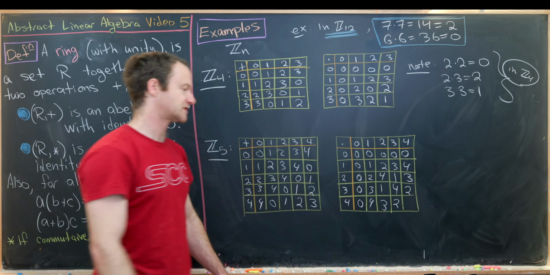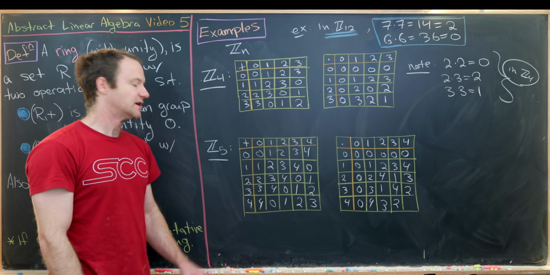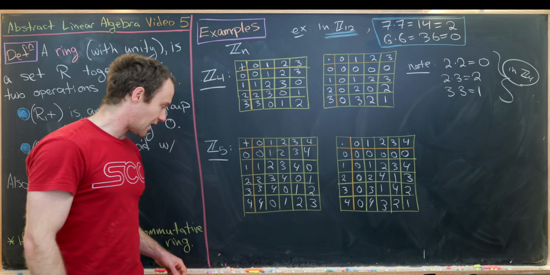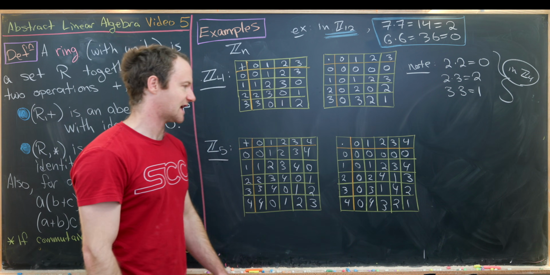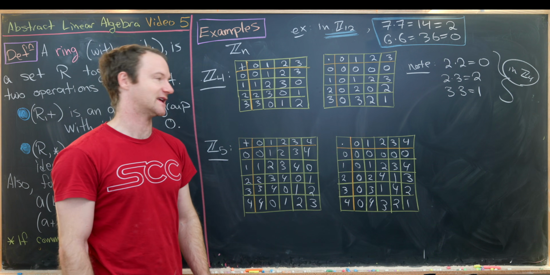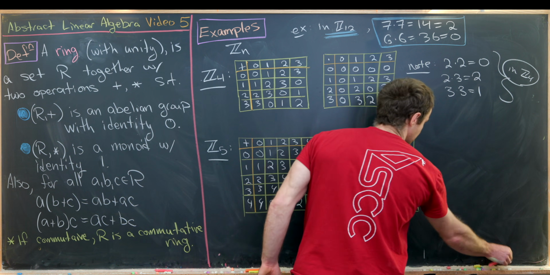And then finally 4 times 4 is 16. Divide that by 5, keep the remainder, we get a remainder of 1. But now something a little bit interesting is happening over here. We notice that everything that is not equal to 0 has an inverse. So let's write that over here.